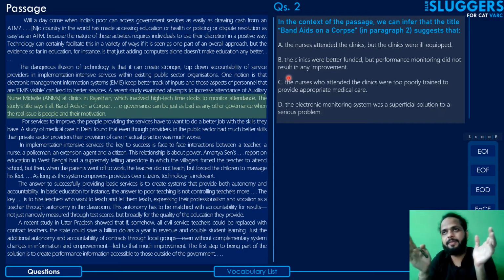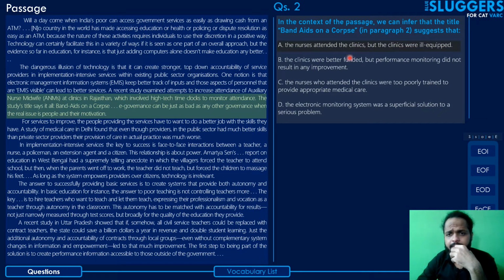So "Band-Aid on a Corpse" is basically a reference to an idea where one is trying to solve an extremely difficult problem by providing a solution that is almost facetious, right? Almost like it does not really address the actual problem. It's just on the surface level, right? So with that, let's look at the options.